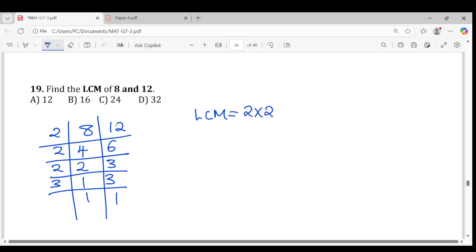2 multiplied by 2 multiplied by 2 multiplied by 3. This is going to give us 24.